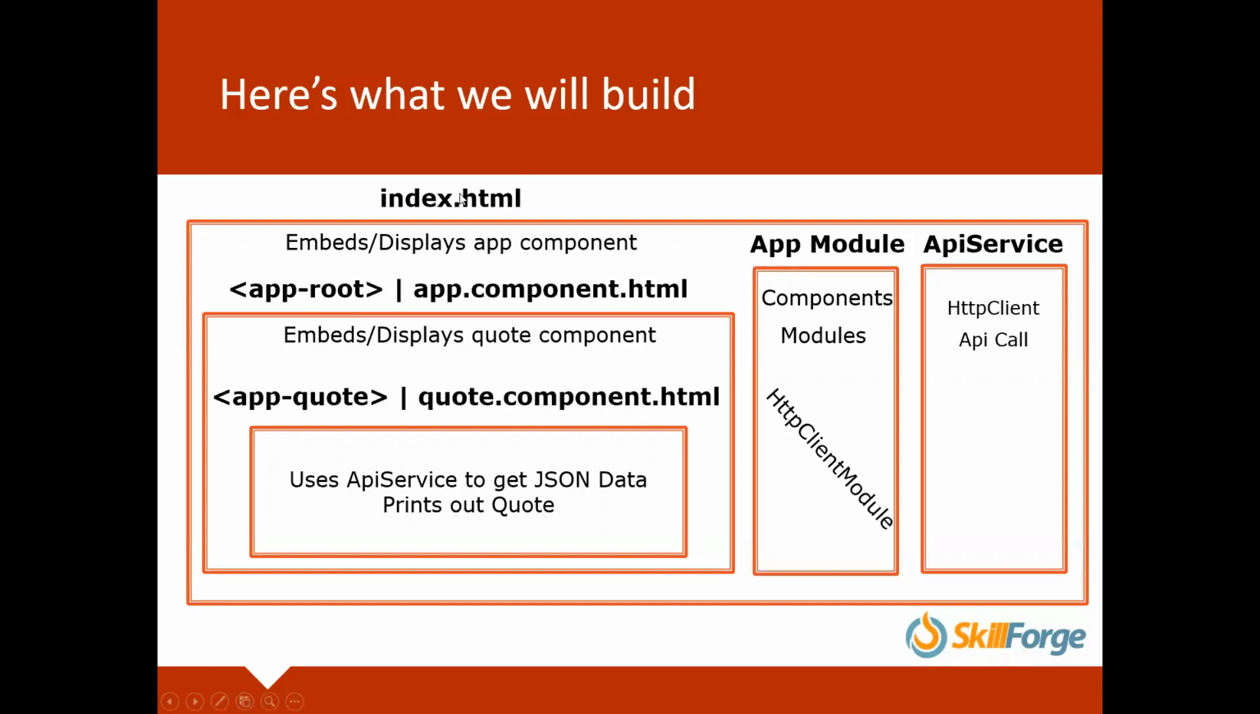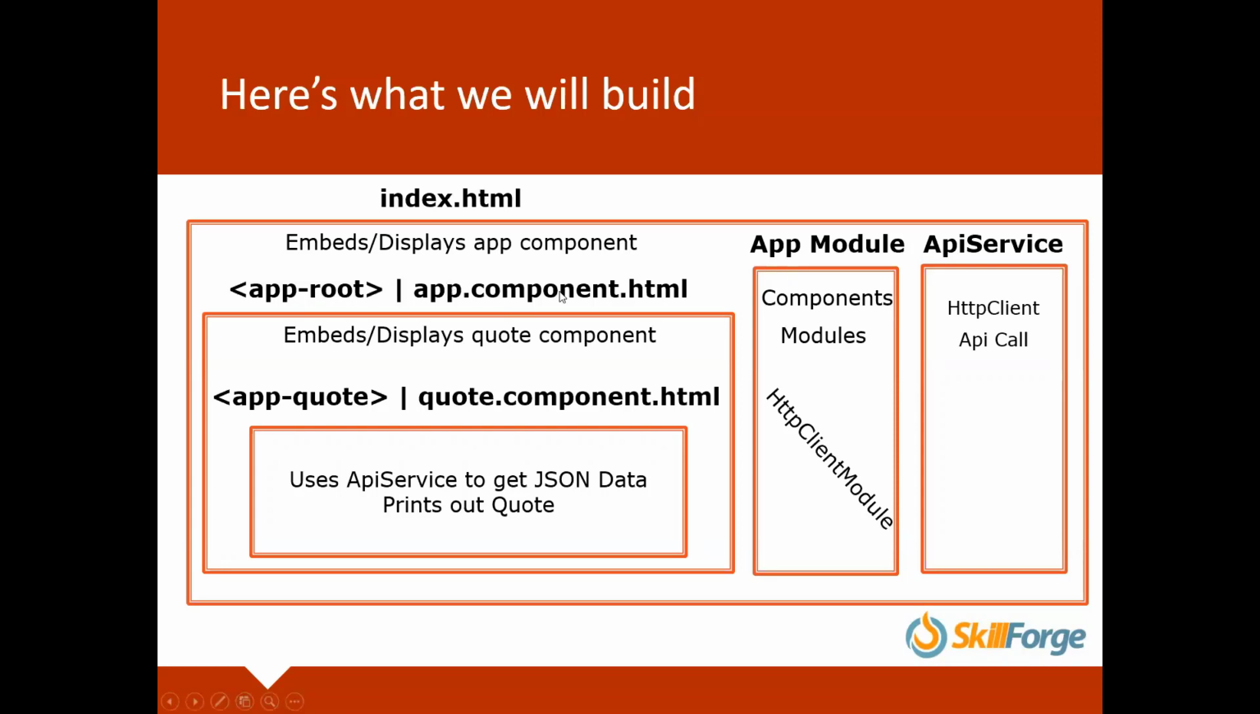We can think of index.html as the building. It's the thing that holds everything. Then inside of that building, we have an office called app component, and it uses the app-root tag, which we'll talk about in a minute. That basically gets embedded by index. So index takes the app-root component, which is basically the whole app, and embeds and displays it inside of itself. Then you can embed components inside of components.